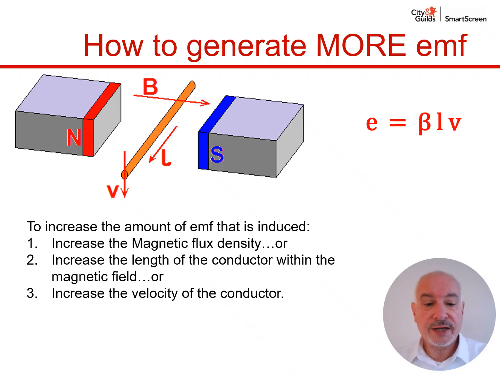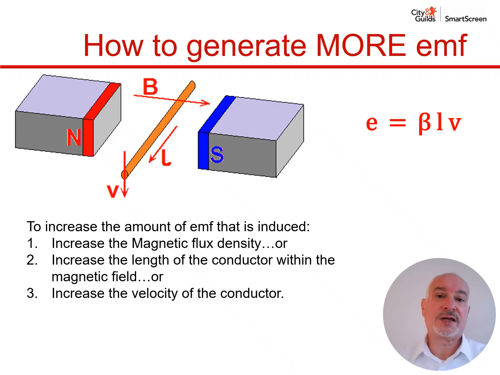The third way that we can increase the electromotive force that is induced is to increase the velocity. So if we increase the velocity of the conductor, or at least of the conductor in relation to the magnetic field, then we can increase the electromotive force. So you see there's three things there that can affect the electromotive force.